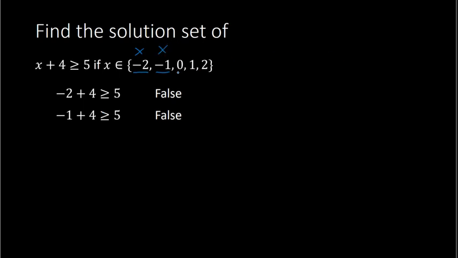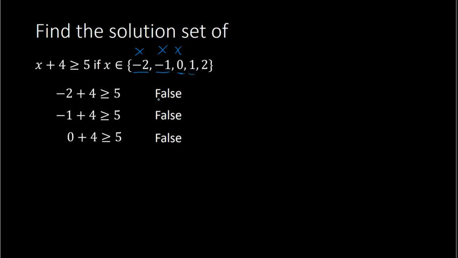All right, now what about 0? So plug a 0 in for x. We get 0 plus 4 is greater than or equal to 5, which is also false because 4 is not greater than 5 or it's not equal to 5. So that is a false statement. So 0 is not a solution.